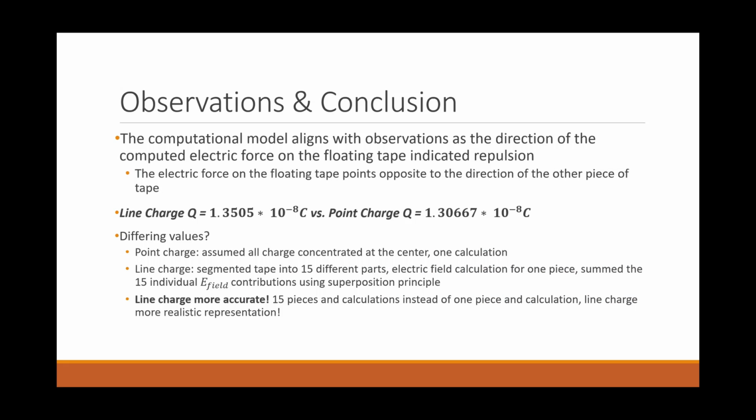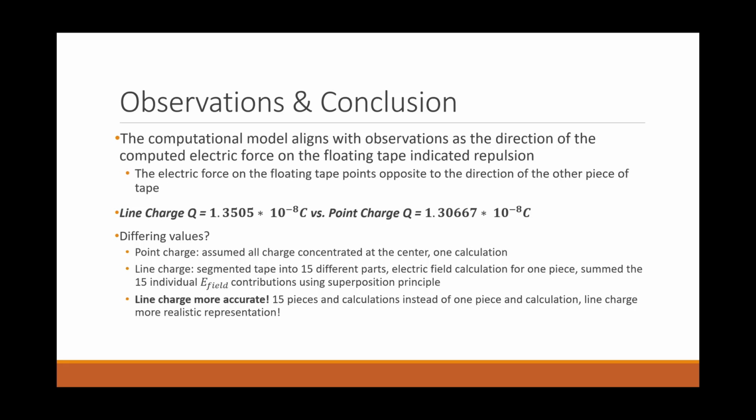These were some of my observations and conclusions. The electric force on the floating tape pointed opposite to the direction of the other piece of tape, indicating that the two U-tapes repelled each other, so that was correct. I then compared the line charge value versus my point charge value. So why were they different?